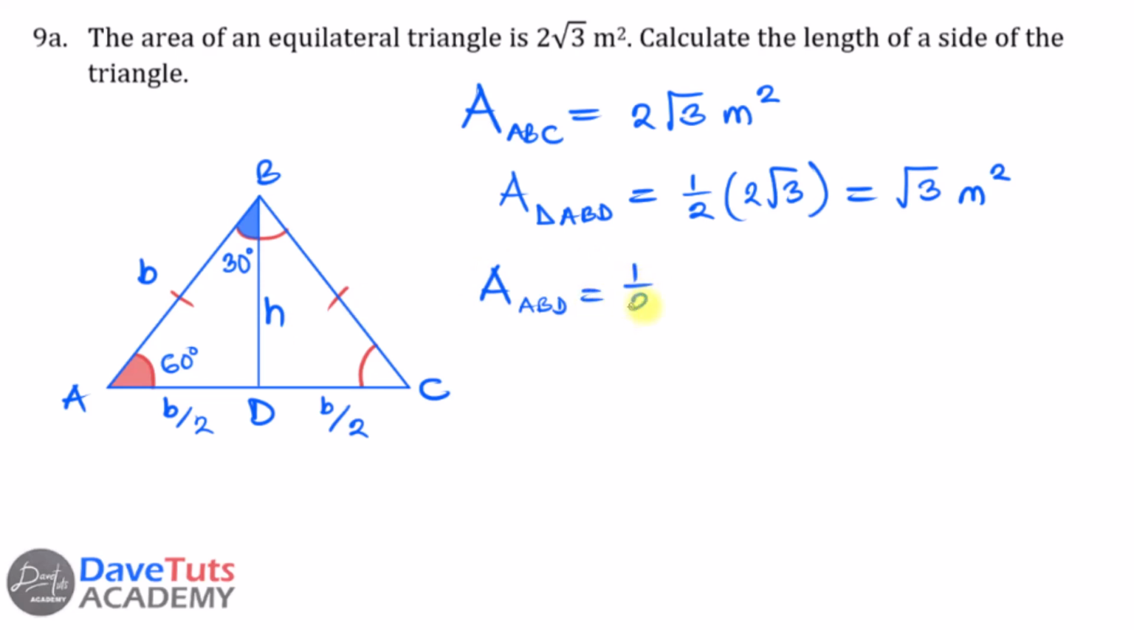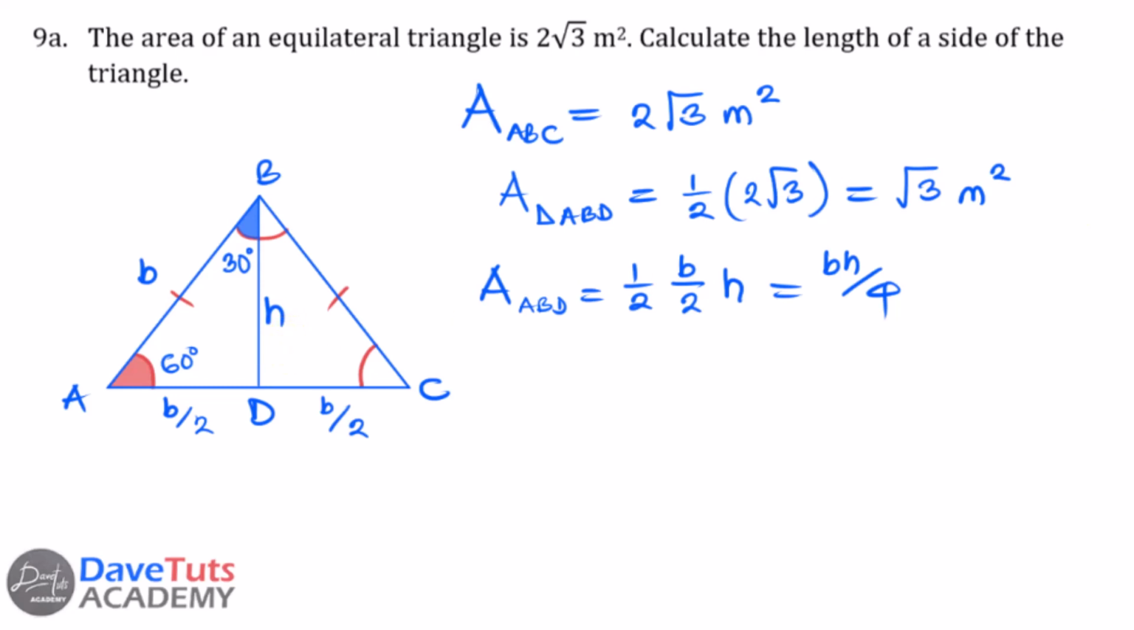But I know by reason of this right angle triangle that the area of triangle ABD is actually half multiplied by the base multiplied by the height. But let's notice something here. What is the base of this triangle? It is b over 2. So I can put it appropriately that half multiplied by b over 2 multiplied by h is bh over 4. Now I did that because I can actually find h by reason of SohCahToa.